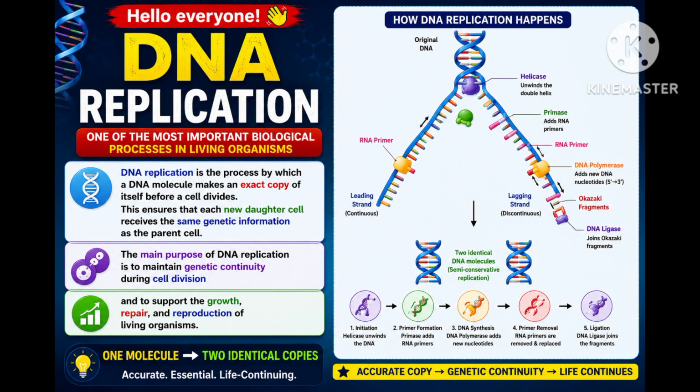Hello, everyone. Today, we are going to learn about DNA replication, one of the most important biological processes in living organisms. DNA replication is the process by which a DNA molecule makes an exact copy of itself before a cell divides. This ensures that each new daughter cell receives the same genetic information as the parent cell.